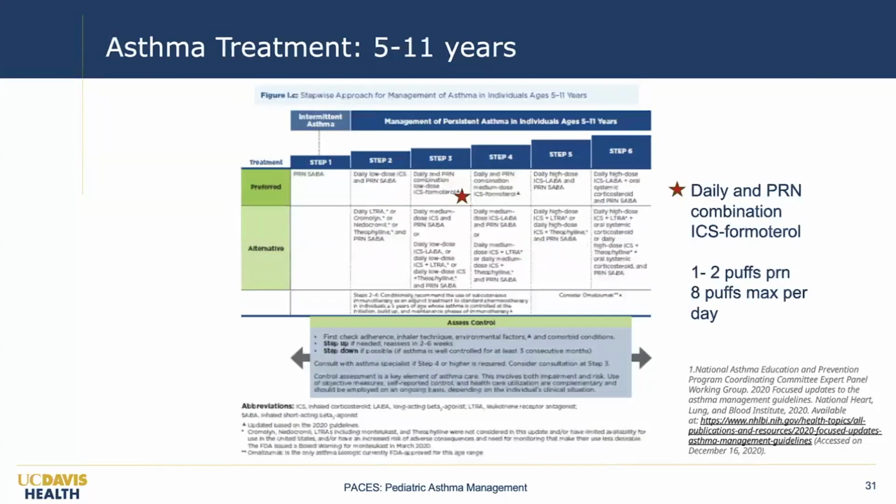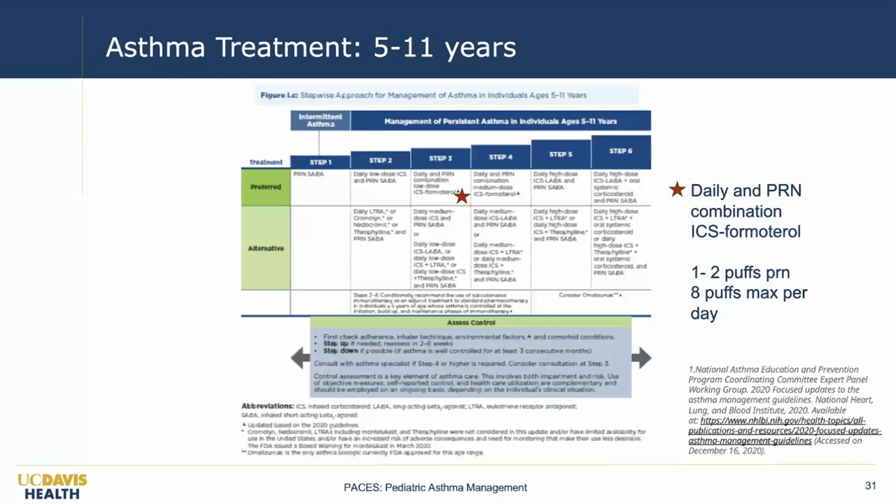The other thing that I wanted to highlight is in the age group that's 5 to 11 years of age and looking at step 3. So these are kids who have persistent asthma and have not shown that they're stable just with low dose inhaled corticosteroids and a short-acting beta agonist. So what we're recommending now, you can see on the right-hand side, I've highlighted, is daily and as-needed combination inhaled corticosteroid and formoterol. So a long-acting beta agonist. And so again, a change in our practice for these types of patients.